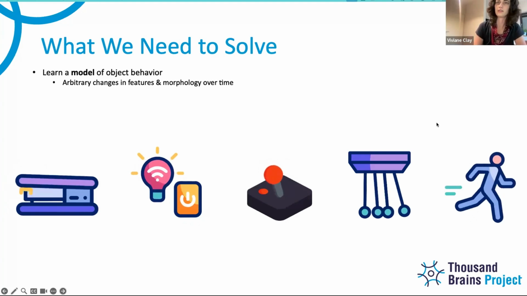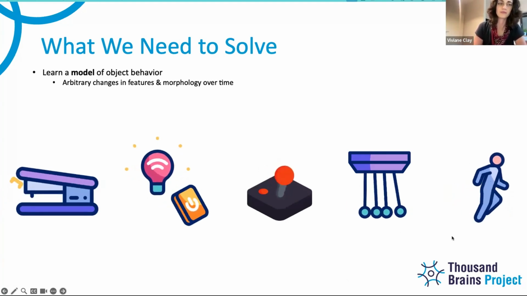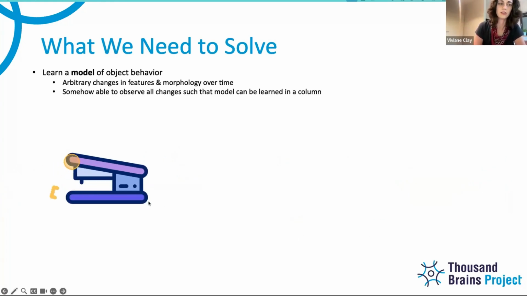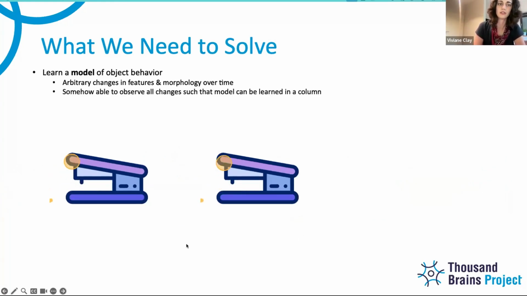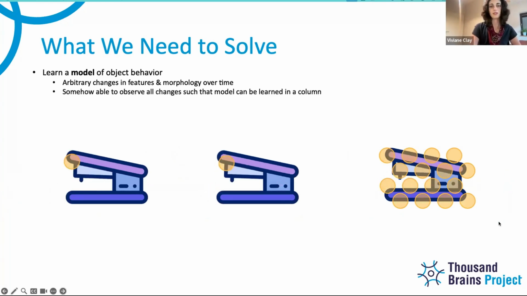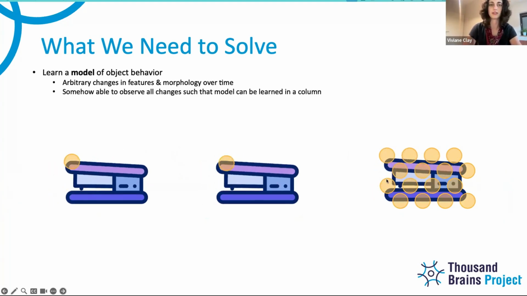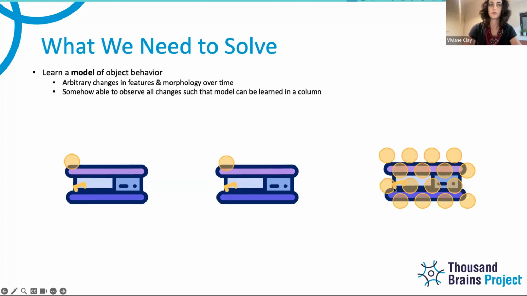So there are lots of different versions of behaviors, and we want to be able to model all of them with one mechanism. And we somehow need to be able to observe all the changes such that the model can be learned in a column. So either following the movement, or saccading around, or having many sensor patches covering the object. And we talked about all of those before as well. I'm not going to go into too much depth on this one because it might be a combined solution of intelligent policies and voting.